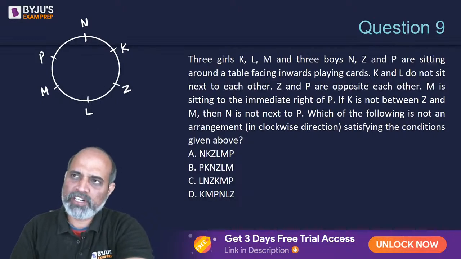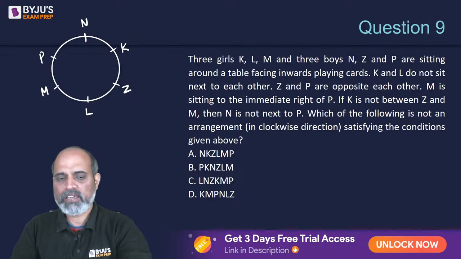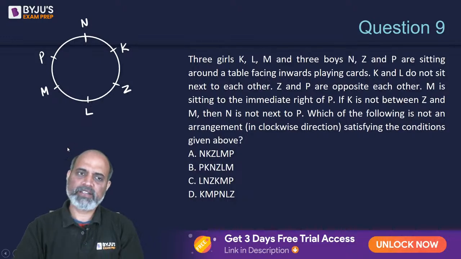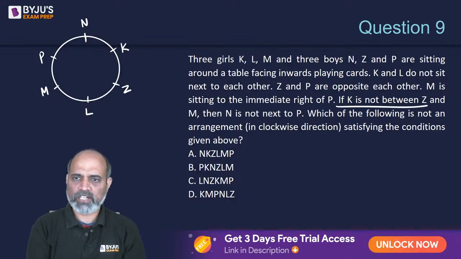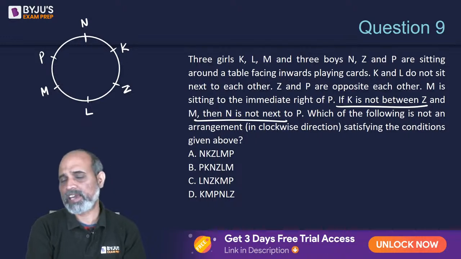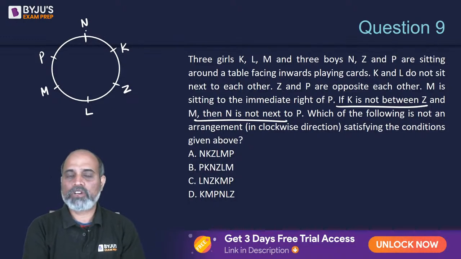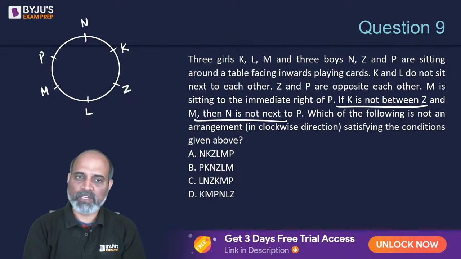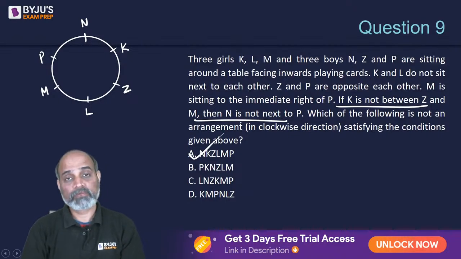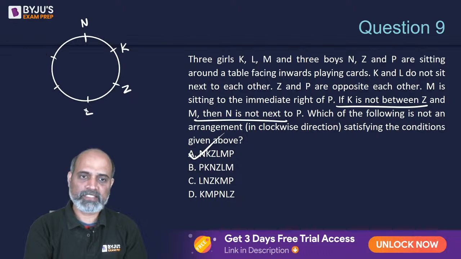Actually, if you think about it, no matter how I place them, they will always be between, right? But this last condition is not being satisfied, right? If K is not between Z and M, K is definitely not between Z and M. K is actually between Z and N, right? Then N is not next to P. We see that N is next to P. So we had good luck, right? The very first option gave us the answer. If you want to check the others, let's check the others.